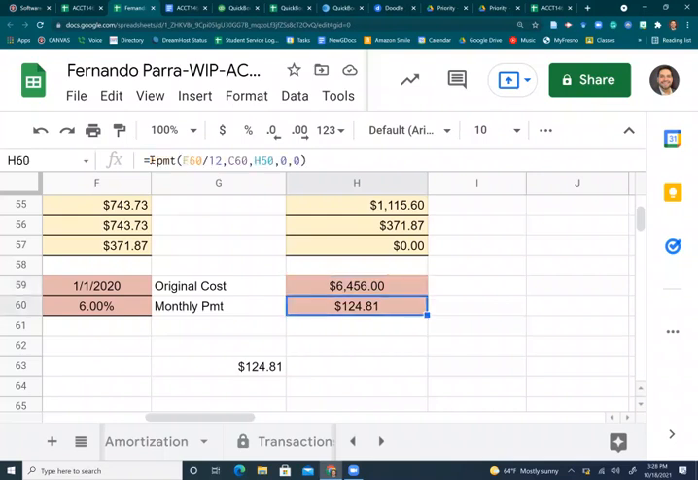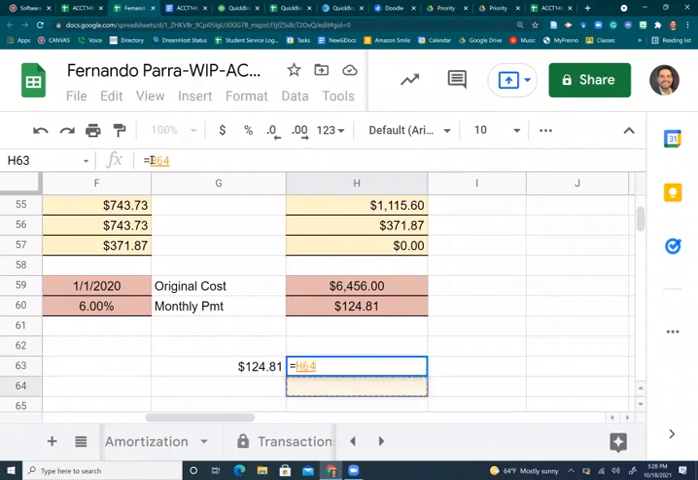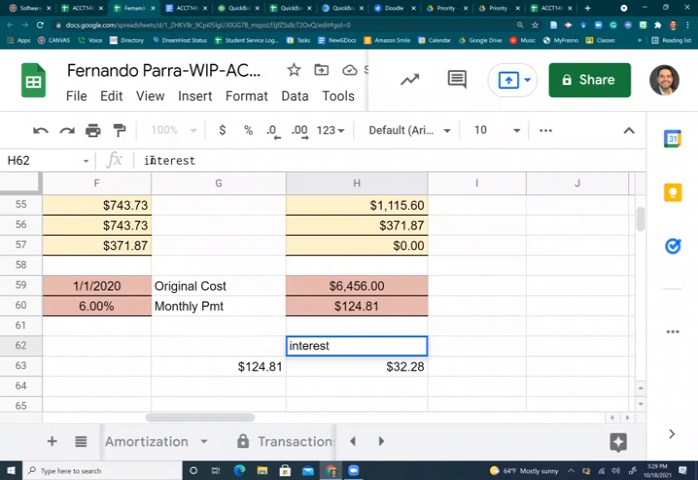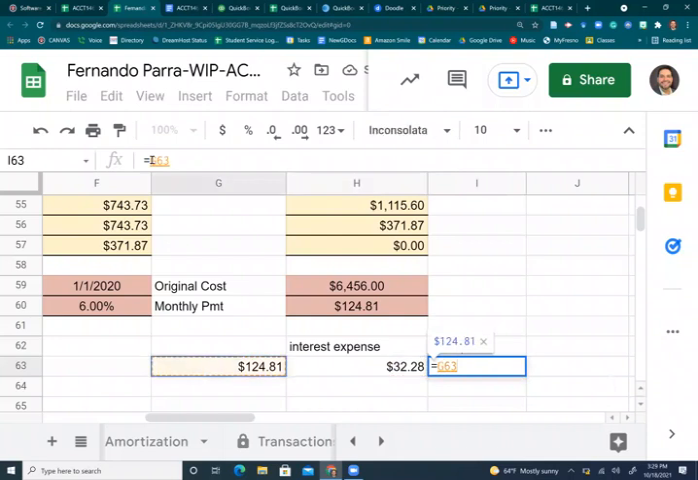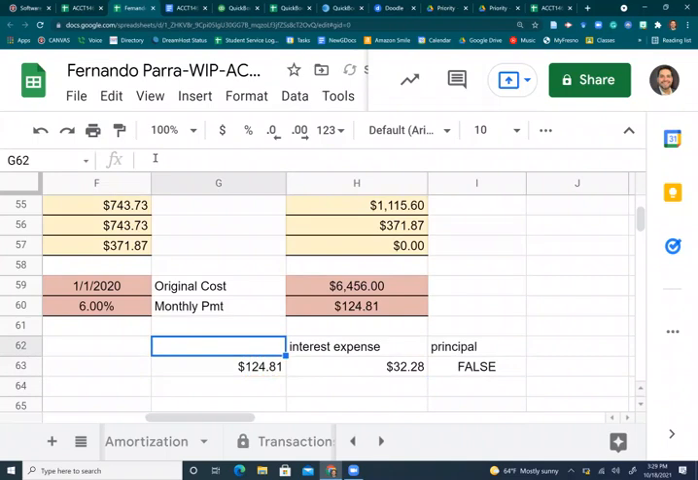So let's do that really quickly. How do we split it up? We say this times 0.06 divided by 12, or if you already know 32.28, this is my interest, right? Interest expense. Why do we need to know that as accountants? We've got to do the journal entries to reflect that. In fact, we're going to do this in this assignment. And what's going to my principal? The payment minus the interest. And so this is going to be my payment.